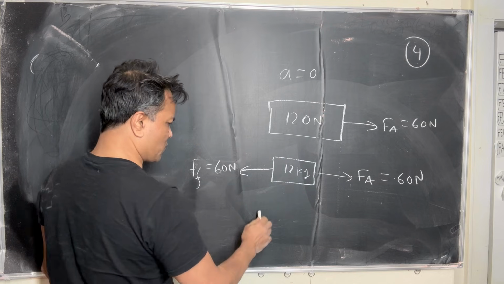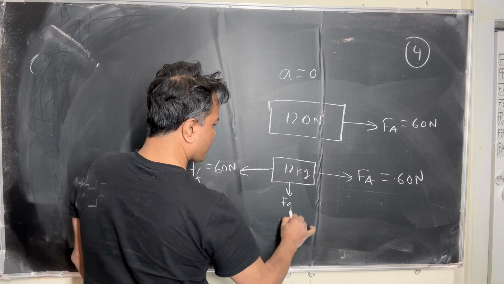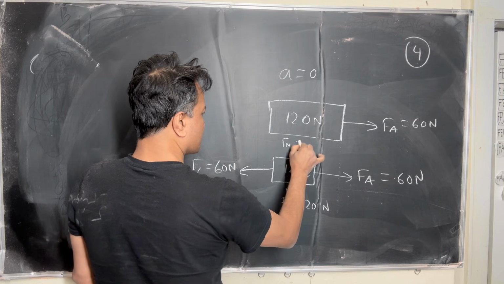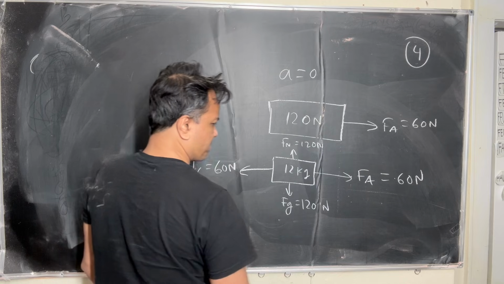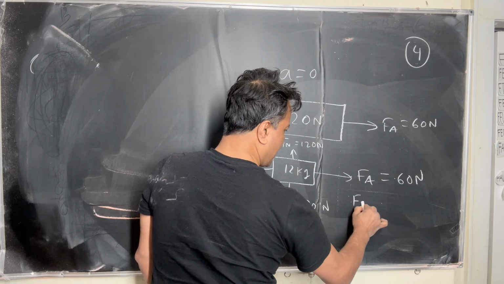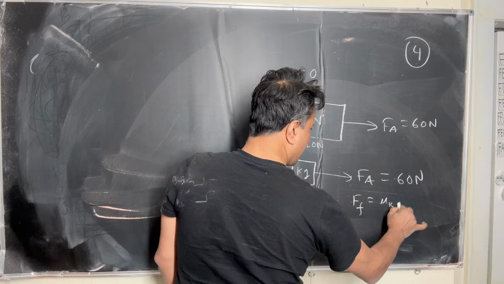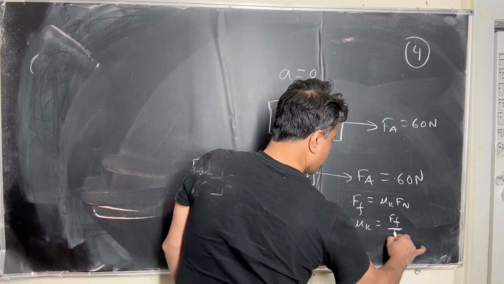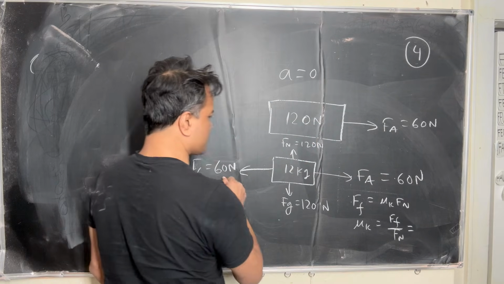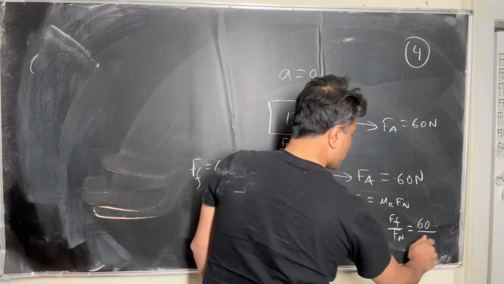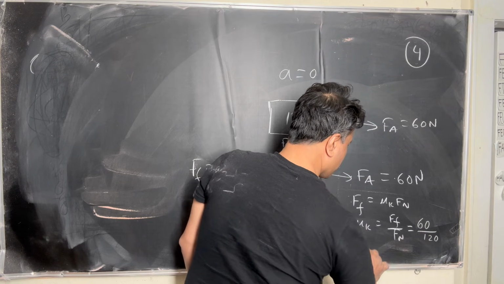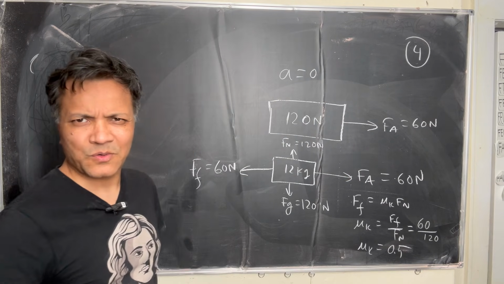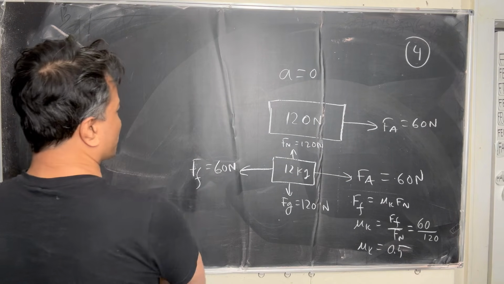Okay, so we have to find the mu k. Fg is 120 Newton, so Fn has to be 120 Newton. Now Ff is mu k Fn, so mu k is Ff over Fn. Ff is of course 60, and this is 120. So mu k is 0.5, and there is no SI unit for mu k, and that is problem number 4. Let's go to problem 5.